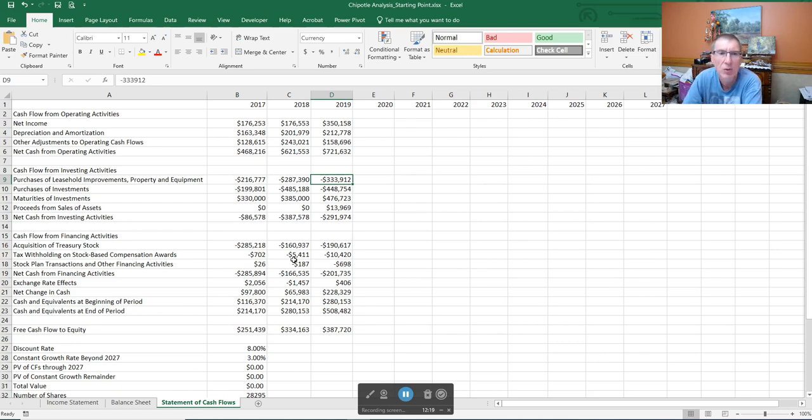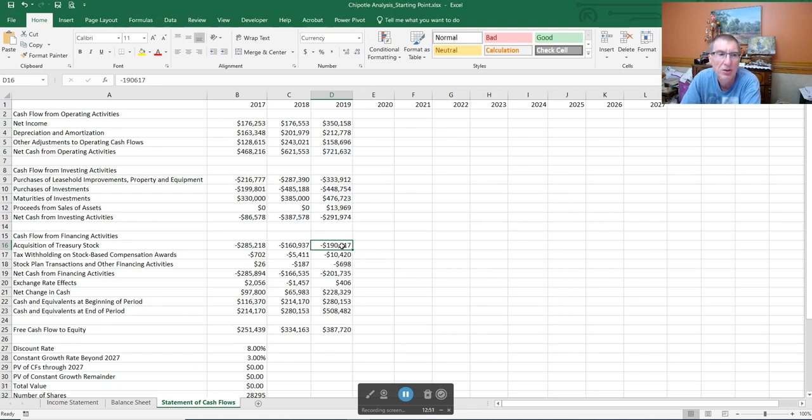One of the things we're going to see here is acquisition of treasury stock. So Chipotle has purchased shares back on a regular basis. They spent 285 million, 160 million, 190 million over the past 3 years, and that is effectively giving money back to shareholders. So acquisition of treasury stock is largely a way to return money to shareholders.